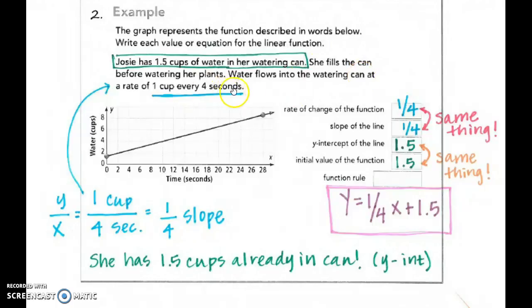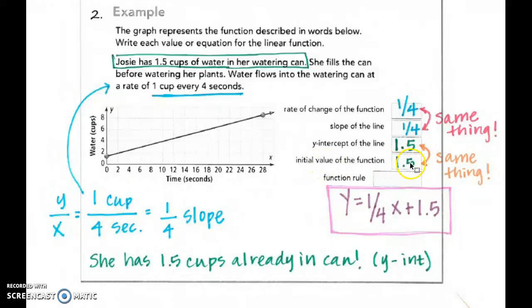She fills the can before watering her plants. Water flows into the watering can at a rate of 1 cup every 4 seconds. As soon as you see the word rate right here, that should clue you into rate of change, slope. That's your unit rate right there, 1 cup every 4 seconds. So as you can see, the line starts right here at 1.5 on the y-axis. So the y-intercept of the line is 1.5.